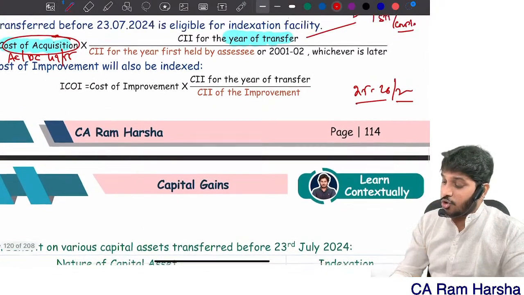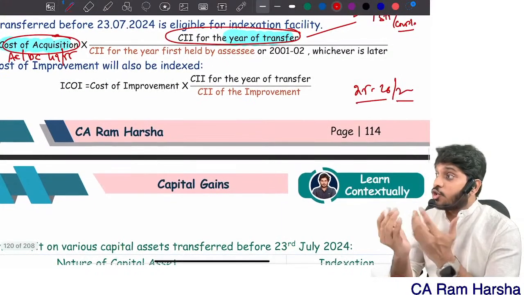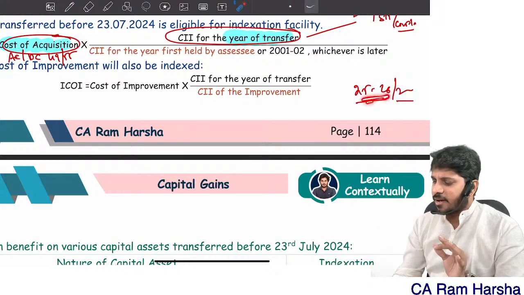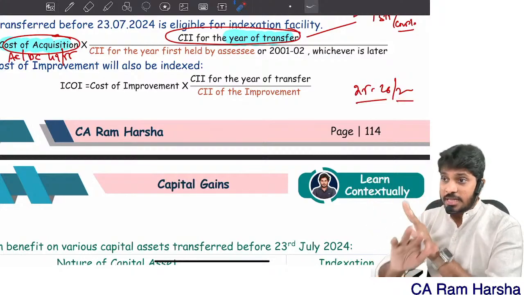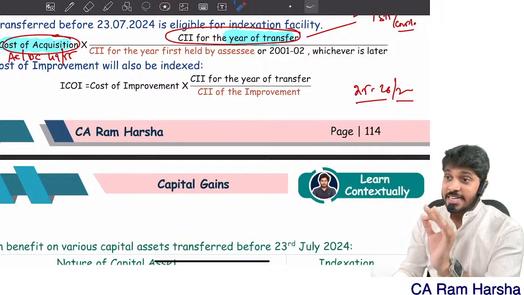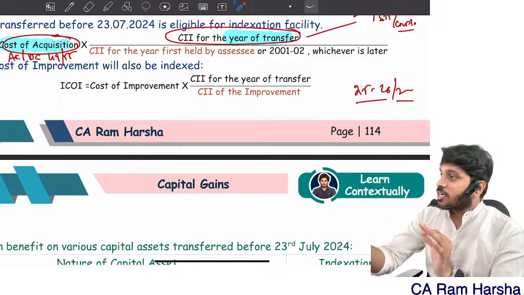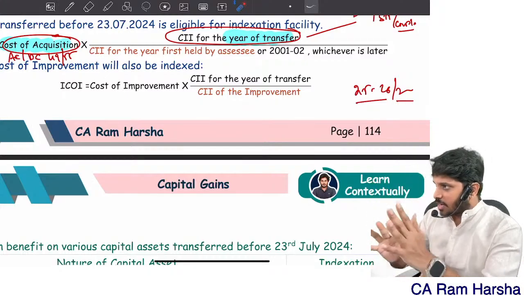But for the numerator, when you are computing indexation, for the index number, by default many students accidentally take the year in which they are receiving compensation. That year's index number they will put. That's wrong. You should put the index number of the conversion year. You should put the index number of the destruction year. You should put the index number of the compulsory acquisition year. Once again, I will repeat that when I am revising the 45 series.